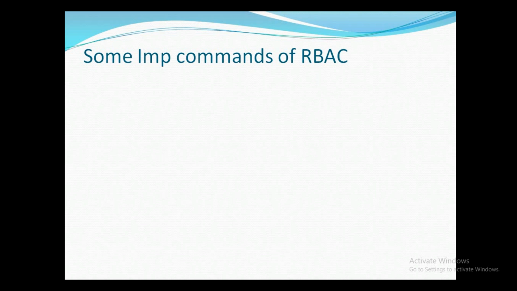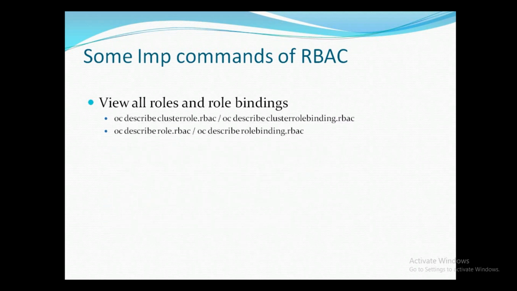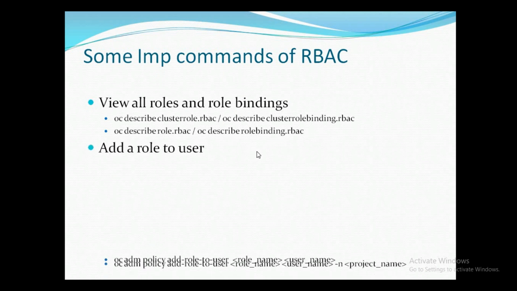Now let's understand some of the important commands of RBAC. First of all, if we want to view all the roles and role bindings in the current cluster, we have the oc describe clusterrole.rbac command or oc describe clusterrolebinding.rbac command. If we want to view roles and role bindings for a particular project, then we can simply do oc describe role.rbac, oc describe rolebinding.rbac.